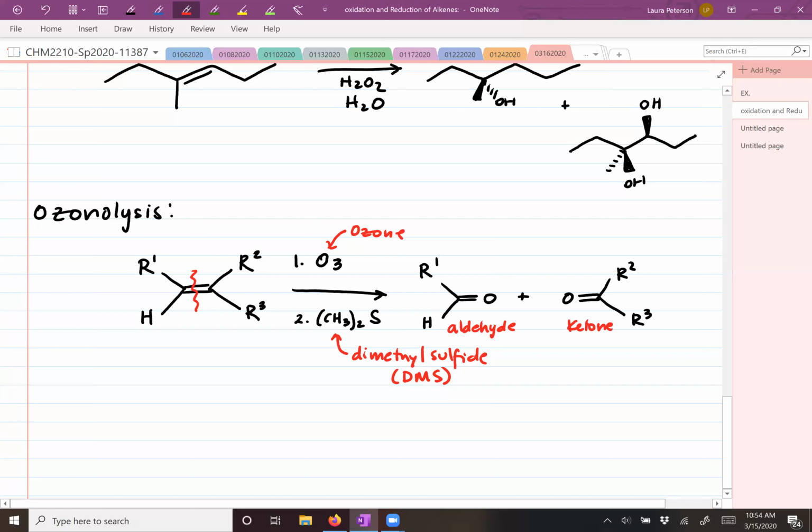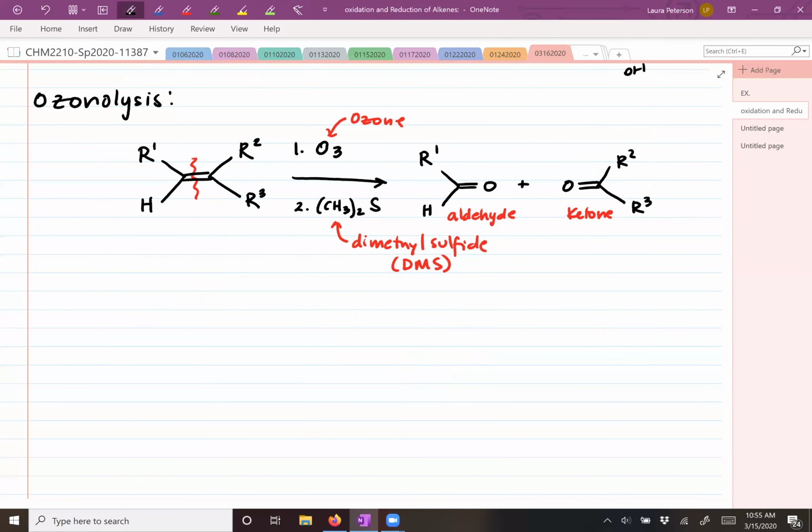Okay, so depending on what our R groups are, are they hydrogens or are they carbon-based groups? And this hydrogen that's right here could also be an R group. And so depending on what the substitution of our alkene is, we will end up with either 2 aldehydes, 2 ketones, or a mixture of an aldehyde and a ketone. As I mentioned, we're not going to talk about the mechanism of this reaction in any detail, so I want to go ahead and just look at a few examples.